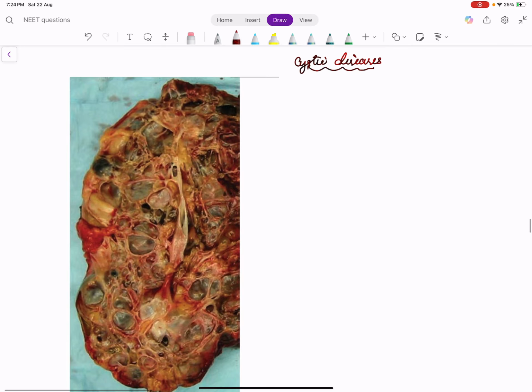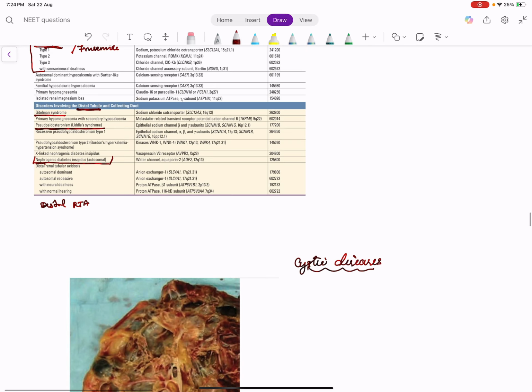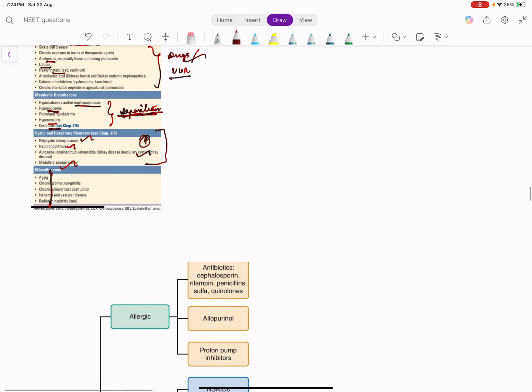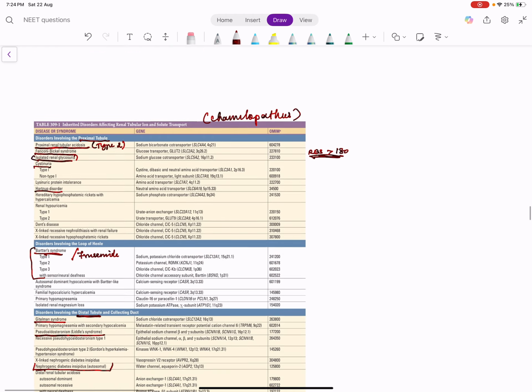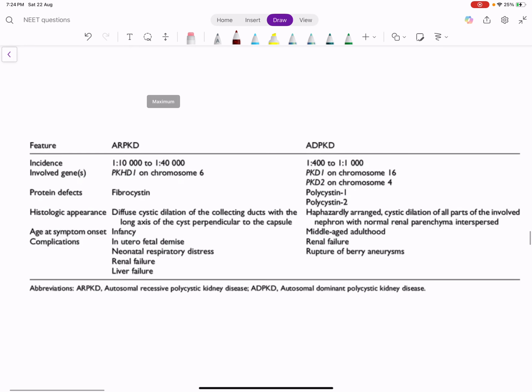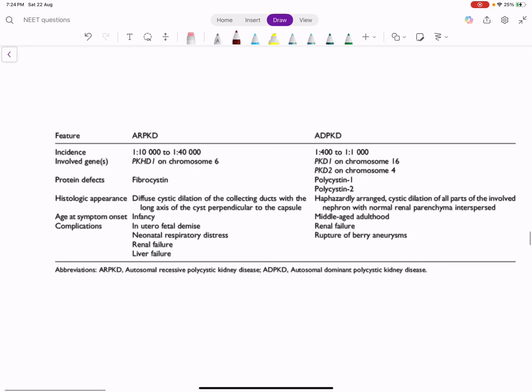So there are 4 cystic diseases I told you: nephronophthisis, polycystic kidney disease, medullary sponge kidney, and medullary cystic kidney. In that, AD polycystic kidney disease is common. We have 2 types of polycystic kidney disease: one is autosomal recessive polycystic kidney disease and the other is autosomal dominant polycystic kidney disease.